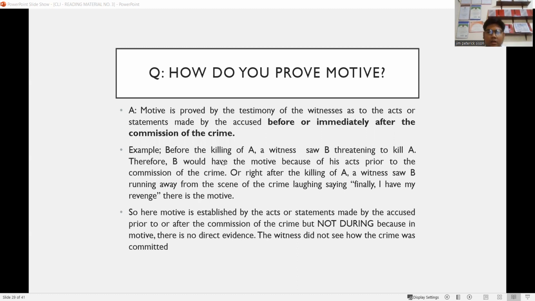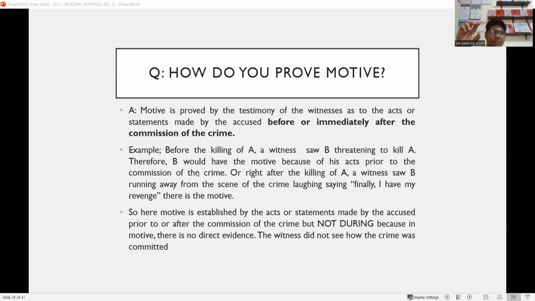Okay, let's get that. How do you prove motive? So motive is proved by the testimony of the witnesses as to the acts or statements made by the accused before or immediately after the commission of the crime. So example, before killing A, an eyewitness saw B threatening to kill A. He threatened niya to kill A. And thereafter, B would have the motive because it was prior to the commission of the crime. Or right after the killing of A, a witness saw B running away from the scene of the crime, laughing, saying, "Finally, I have my revenge." Therefore, there is motive. That's how you prove motive before or immediately after the commission of the crime.